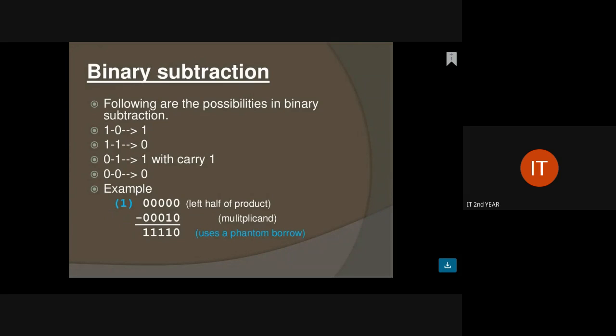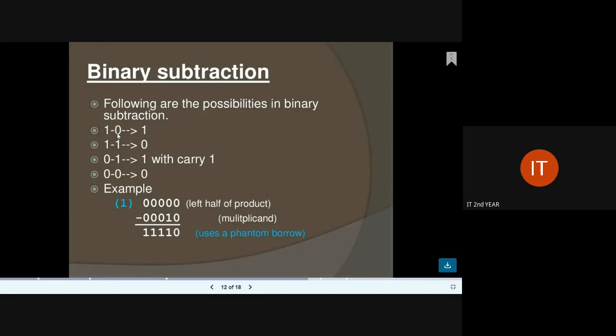Okay, so while dealing with subtraction of binary values, we will have 1 minus 0 is 1, 1 minus 1 is 0, and 0 minus 1 is again 1 with a carry 1. During those carry bits, we will just omit them. 0 minus 0 is 0.